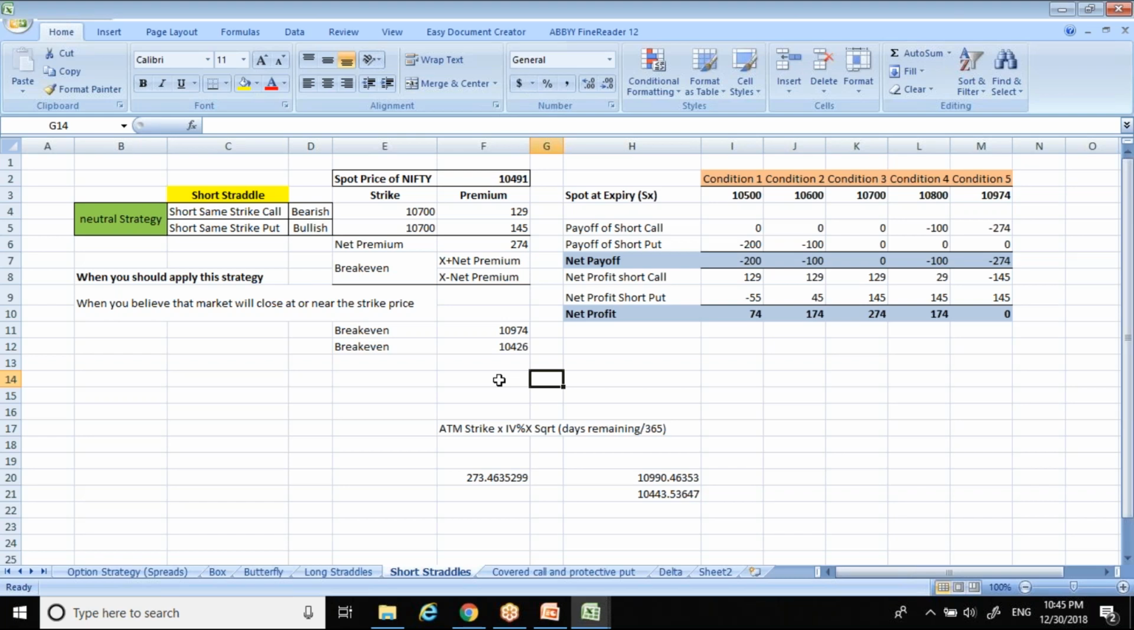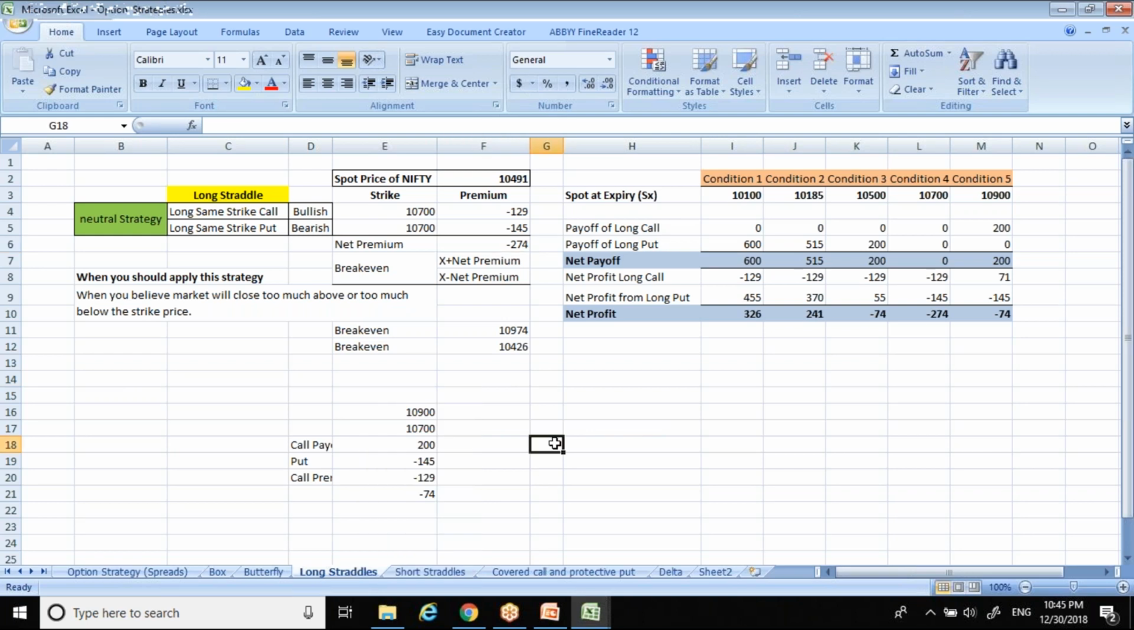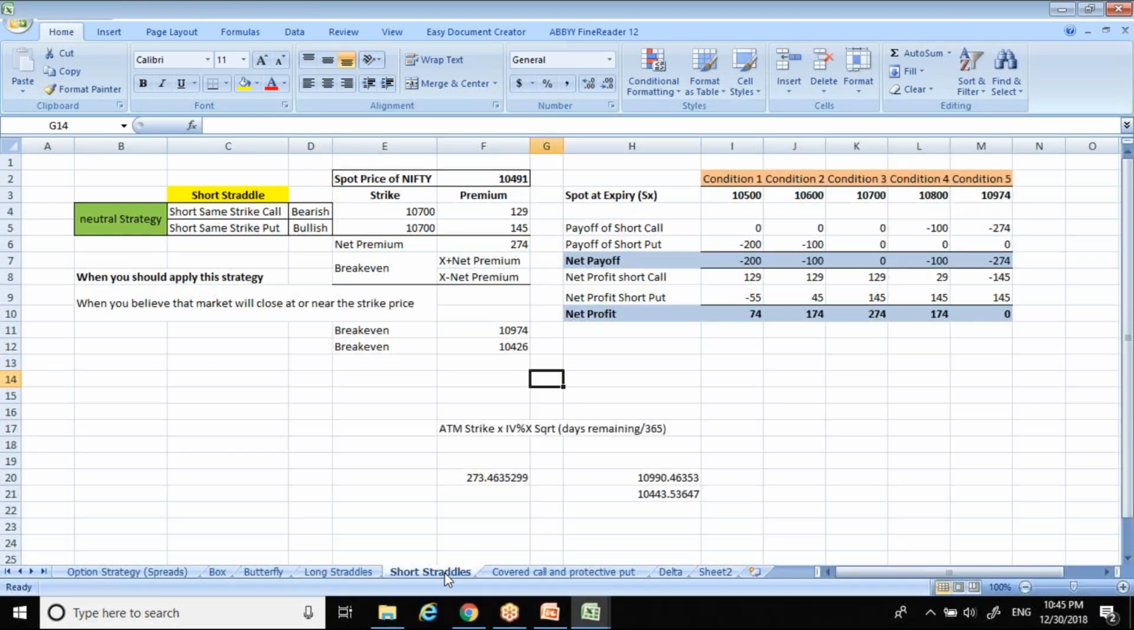If you believe the market will go too much up or too much down, go for long straddle. So this is about straddles. Then you have strangles. In strangles, you go for long strangle and you go for short strangle. So what are strangles? So let's copy it.